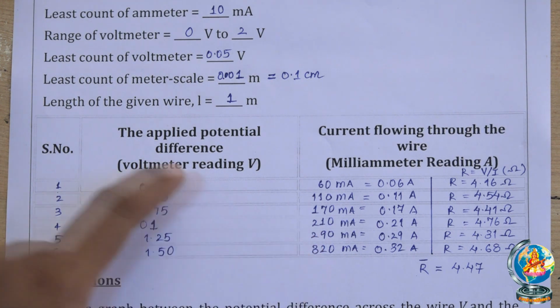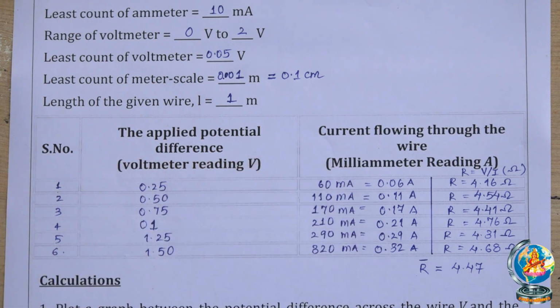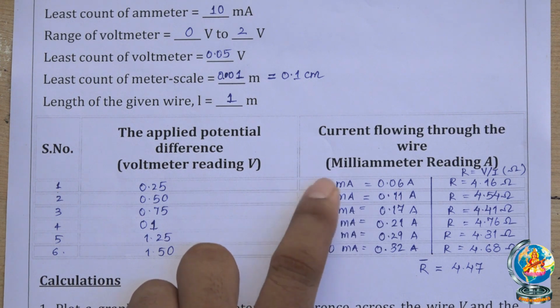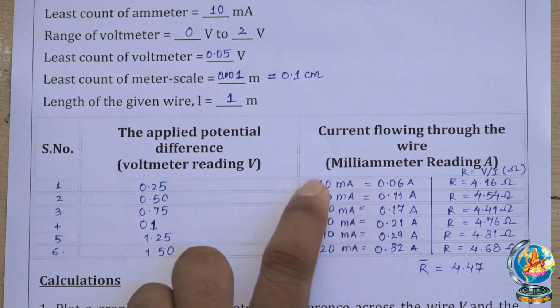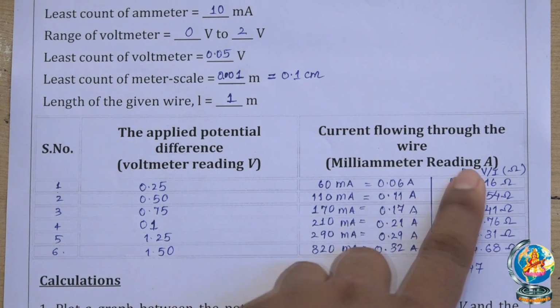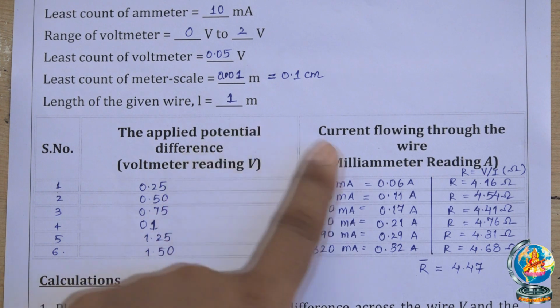Here you will be able to see that as soon as you increase the voltage, simultaneously the current readings increase, so V is proportional to I. That means Ohm's law is obeyed over here. I have converted the milliampere into ampere by dividing by 1000. So 60 divided by 1000 is 0.06. Similarly, I got the values in ampere over here. Now R is nothing but what? V by I according to Ohm's law. So we have the value of V, and we have the value of I.